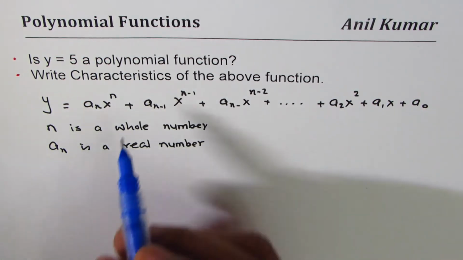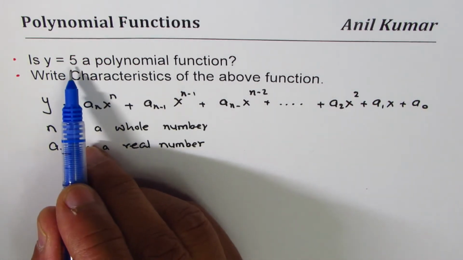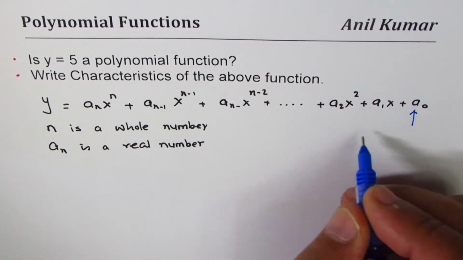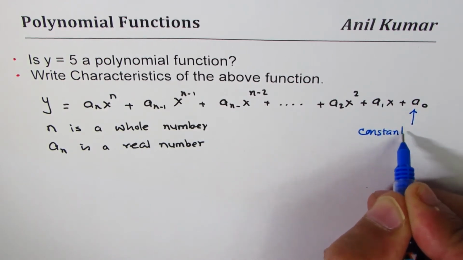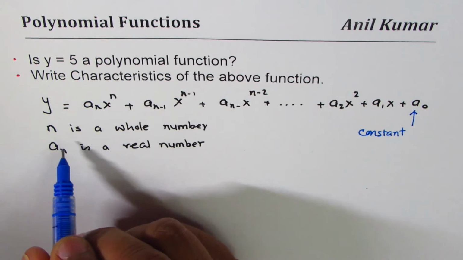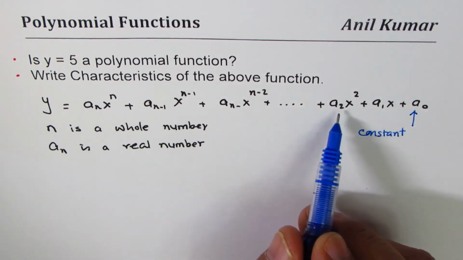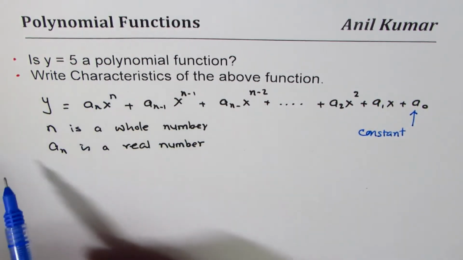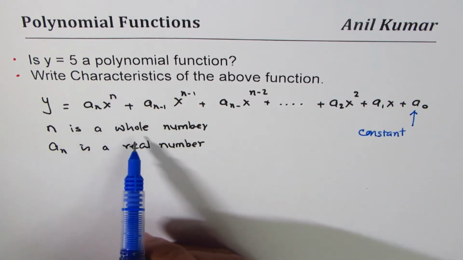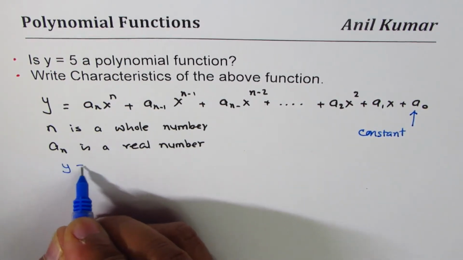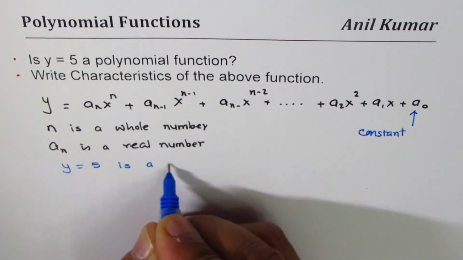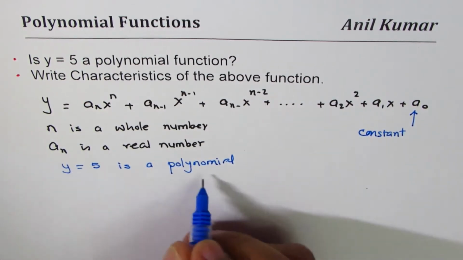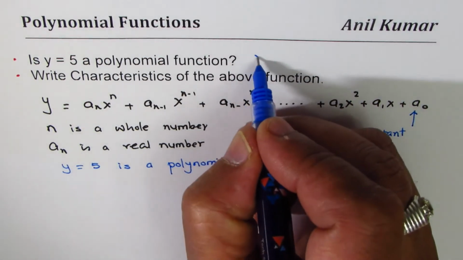Let's look into it. x is a variable, and there is no variable in this. However, a_0, the term which is called a constant, is 5 for us. In this particular case, a is a real number, and we don't have any term whose exponent is not a whole number. So we can say y equals 5 is a polynomial. So the answer for this question is yes.